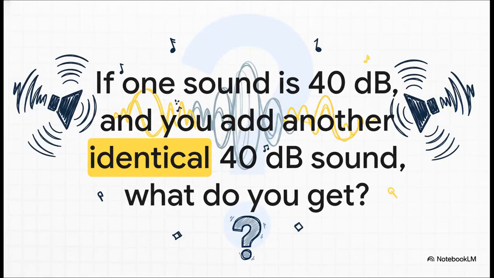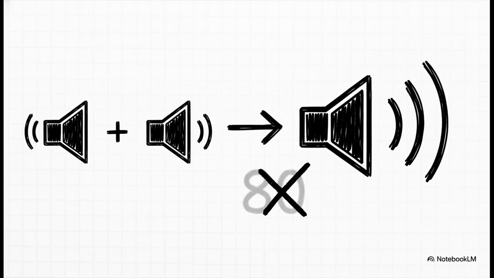All right, this brings us to a little brain teaser. This is going to test how you think about sound. Let's say you have one sound source playing at 40 decibels. Now you add a second, identical 40 decibel sound source right next to it. What's the new total? And I'll give you a hint. The answer is not 80. The answer is 43 decibels.